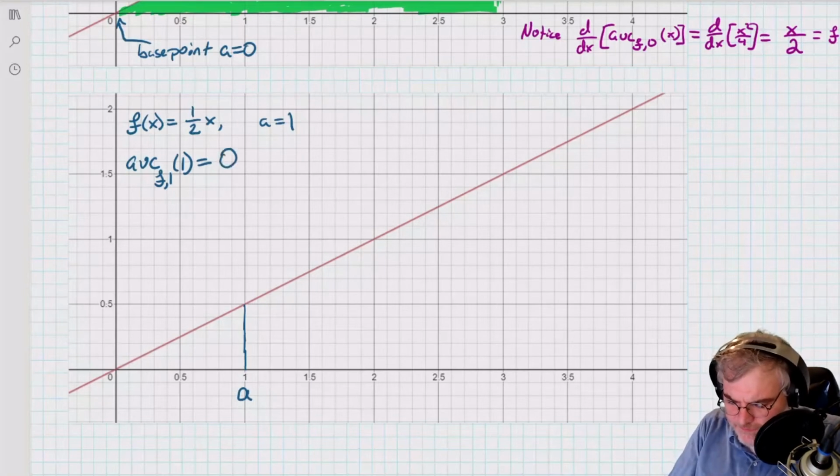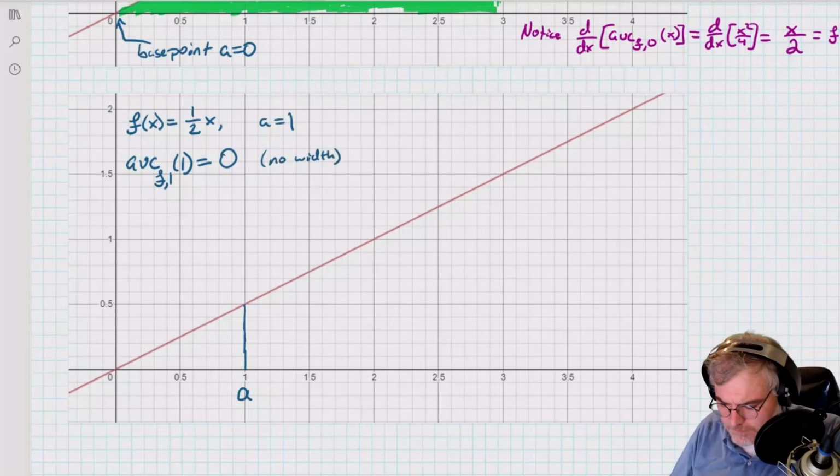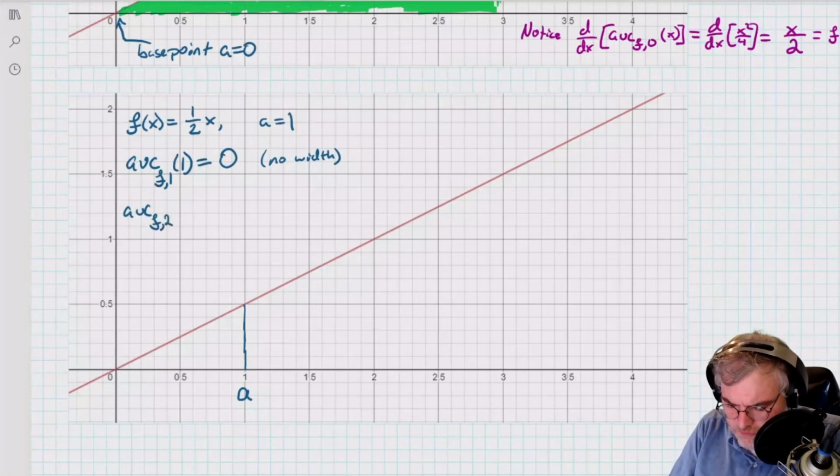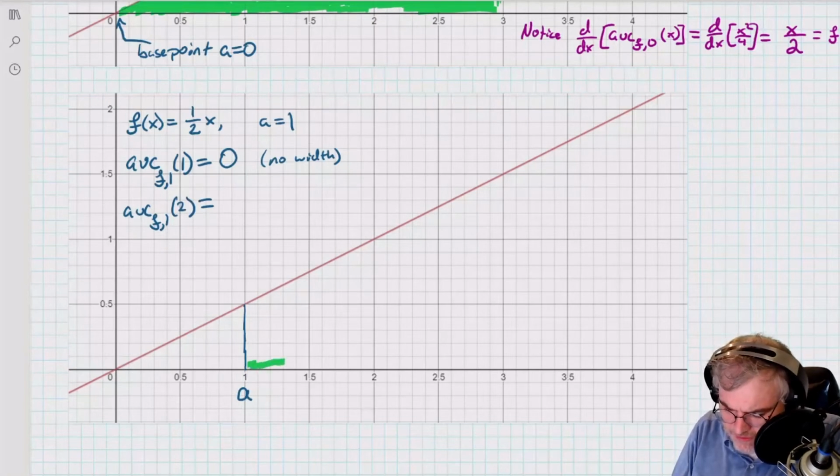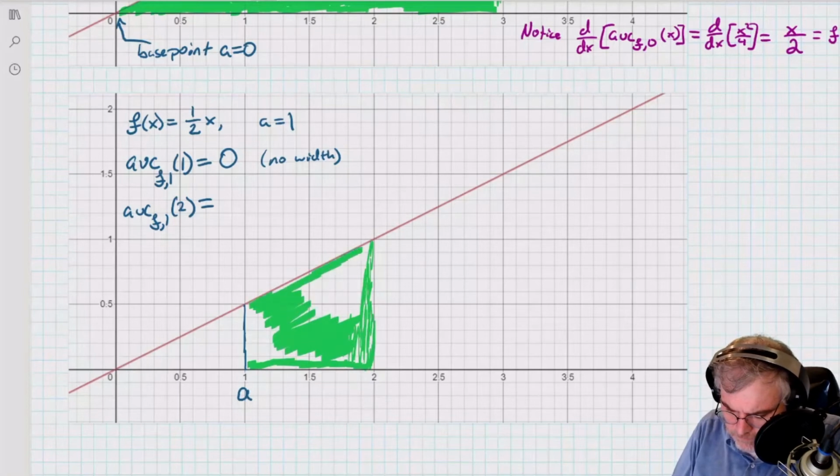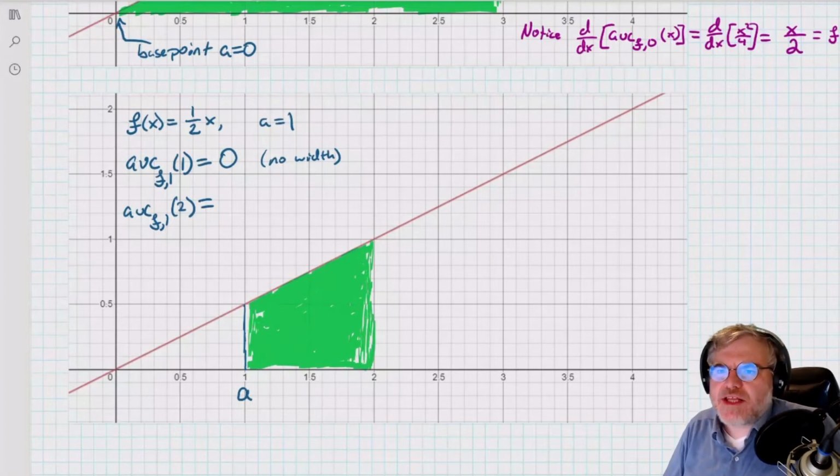Because I have no width. Okay, what is AUC F1 of 2? So now I'm going to go all the way out to 2. So I'm going to start at 1, and I'm going to go to 2. Okay, so 1 to 5, how do we feel about what I'm asking?